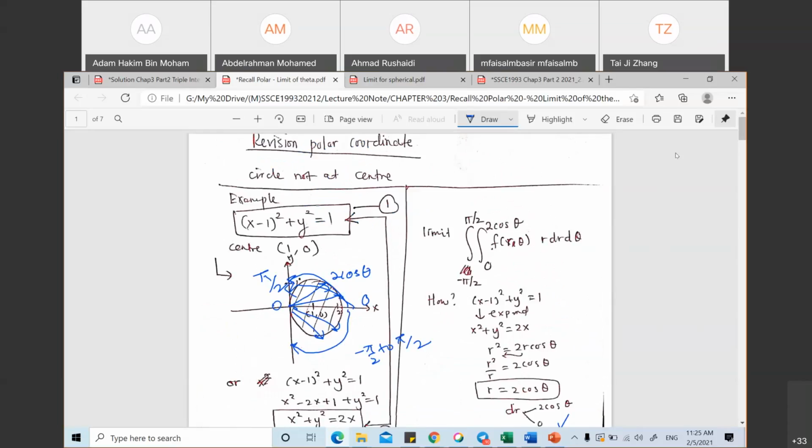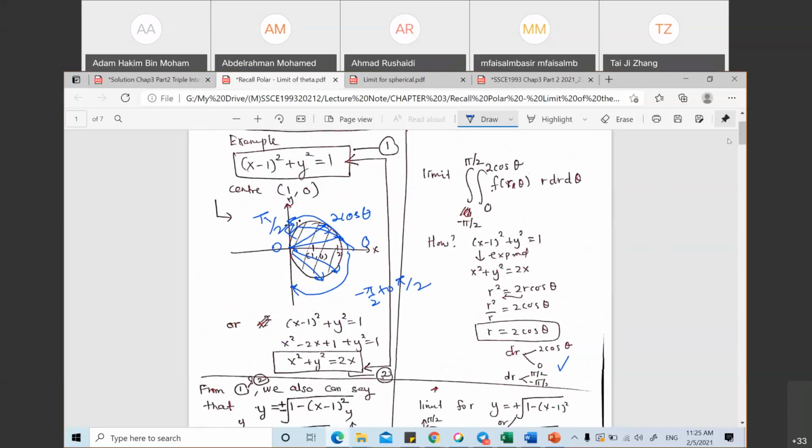This is a special one. That's why you cannot choose 0 to pi over 2. We have 2 shaded regions, so we cannot write 0 to pi over 2, and then you have to write 0 to negative pi over 2. This is not correct. So negative pi over 2 to pi over 2, like this.